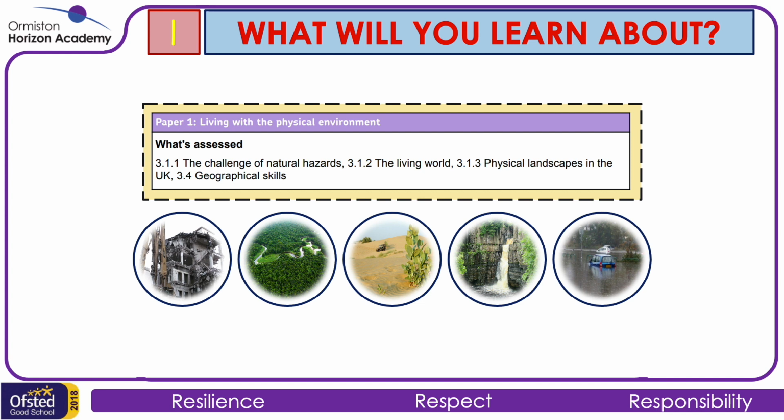The third area that this paper will focus on is physical landscapes in the UK. This is where we will address rivers and coasts. So we will look at lots of ideas around river formation, around coastal processes, all building towards looking at different landforms that are created as part of this and looking at how we can manage these environments to make sure that they don't cause problems for human habitation and that we don't cause problems for these habitations.